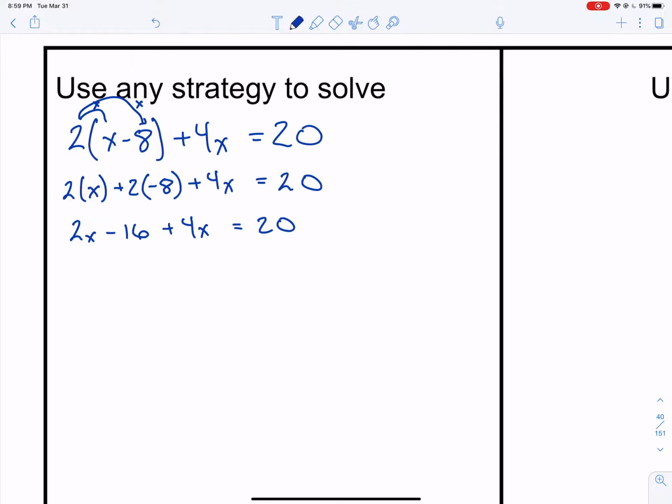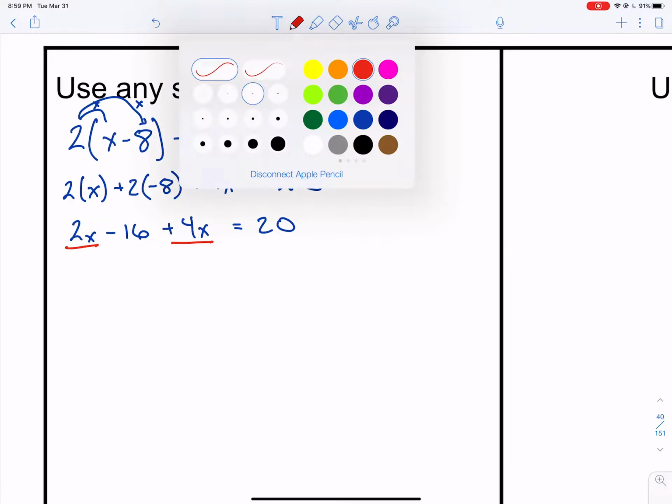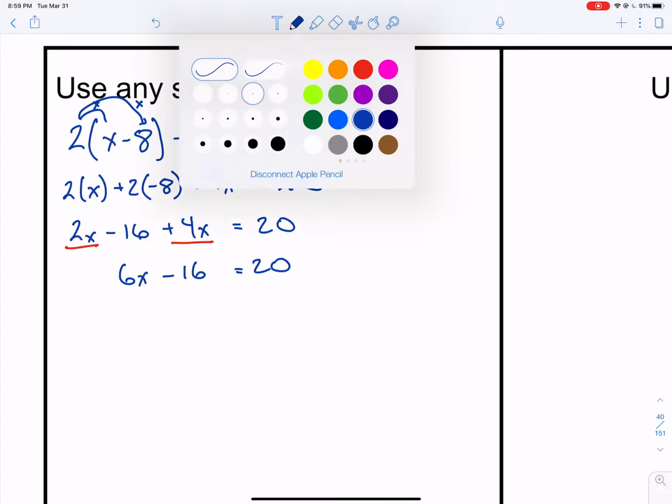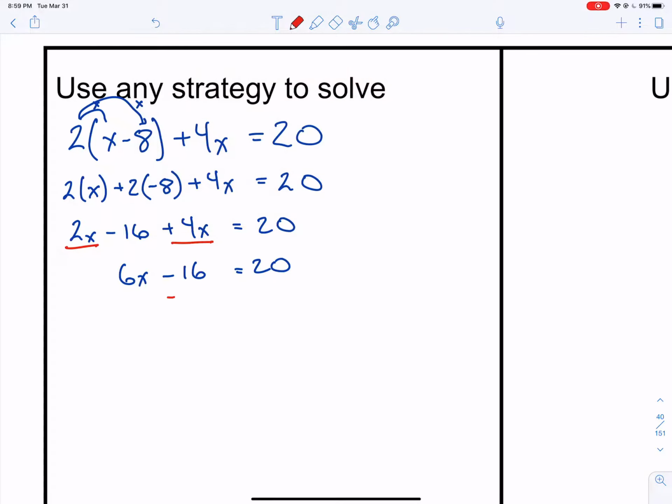Okay, here's some like terms. We always look for that here and here. Both positive, so we have a positive 2x and a positive 4x. Together that makes 6x, and then we have the minus 16 equals 20. All right, so the x is on the left. We want to keep it on the left. We want to get rid of all those other numbers. So let's add 16 to get rid of that on both sides.